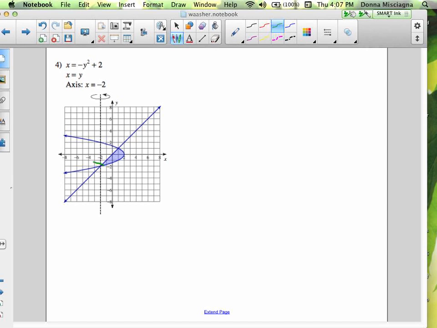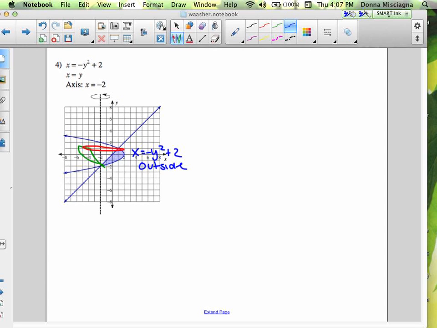So I'm going to draw in what the other half of this would look like on our picture. So kind of like that, right? That's good enough. It's a little crooked, but there's our sample washer. So our outer function is going to be the curve x equals negative y squared plus 2. We were already solved for x, so that's good. We don't have to do that.